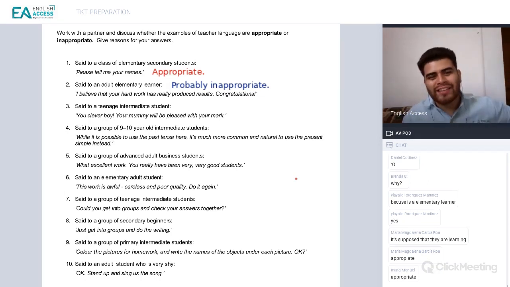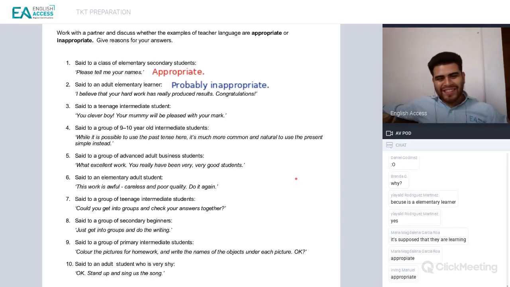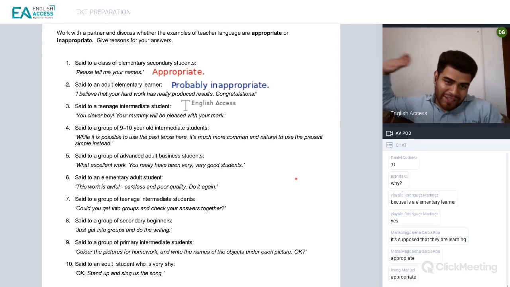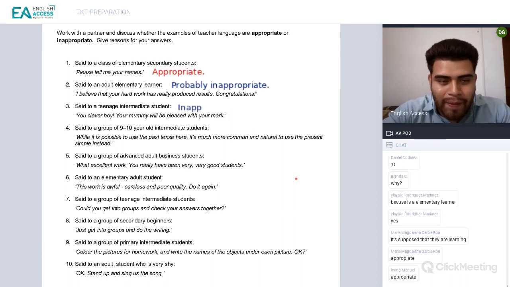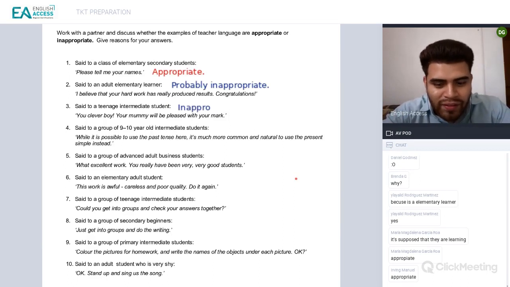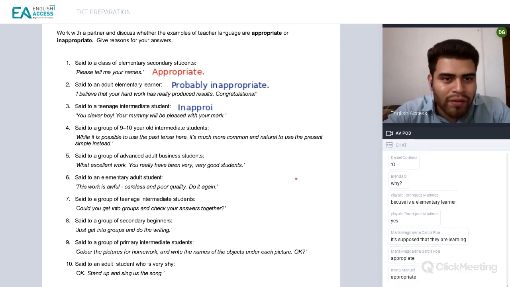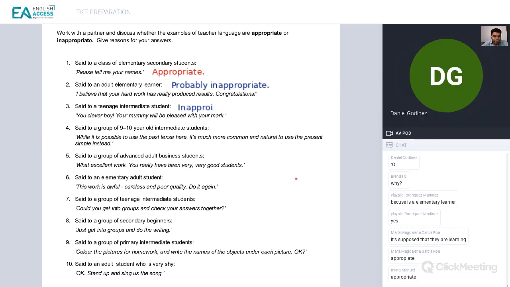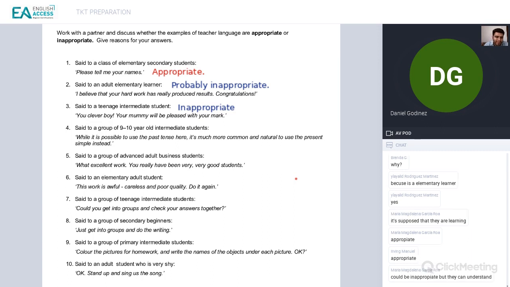You clever boy, your mommy will be pleased with your mark. Think about a teenager. I think it's inappropriate. Yes, it is inappropriate, because obviously they understand what you said, but according to the age, it's not a phrase that you have to use with a student. Yes, it is too childish for a teenager.